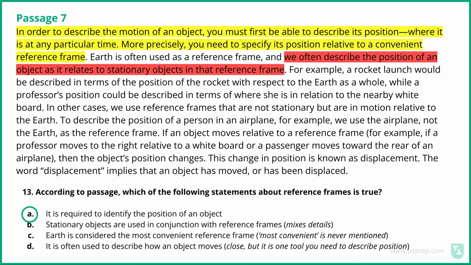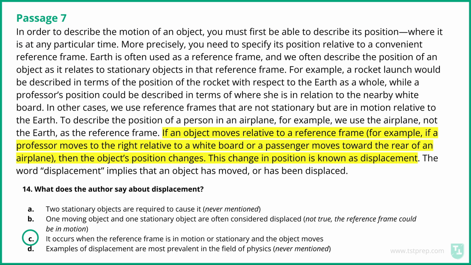13, according to the passage, which of the following statements about reference frames is true? The answer is going to be A. It is required to identify the position of an object. This passage is probably the most difficult for me because I'm not so good at physics. So yeah, anyway, so answer is A. 14, what does the author say about displacement? Here it's going to be C. It occurs when the reference frame is in motion or stationary and the object moves. And that's highlighted in the yellow part.